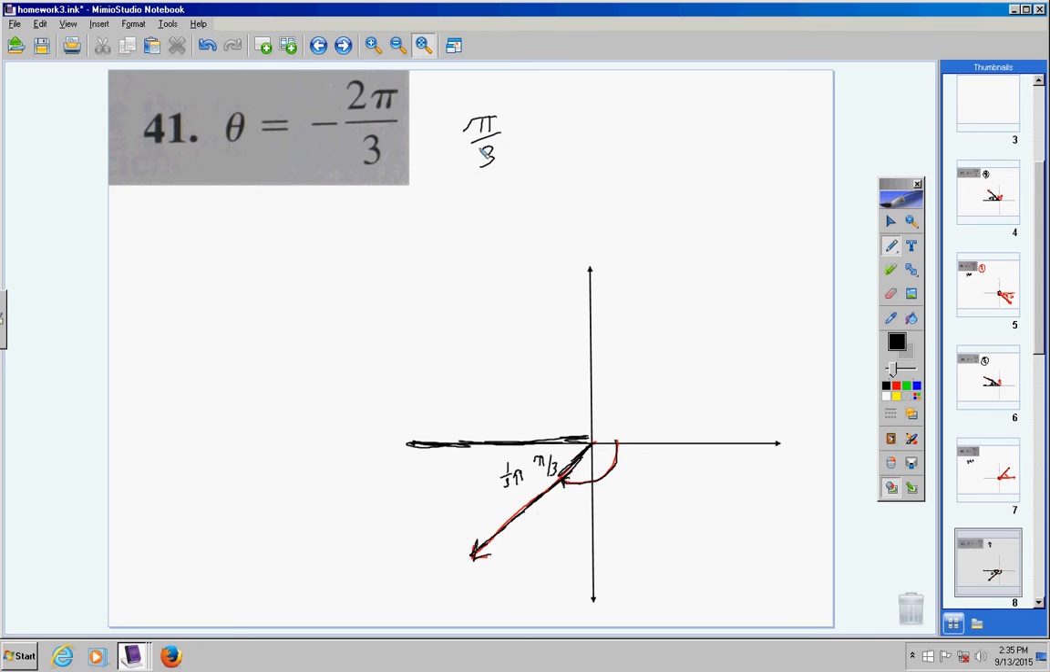Now, Mr. Earhart, would it be negative? No. Reference angles are never negative, okay? We don't care about the sign when it comes to reference angles. That is not important. Alright, number 42.